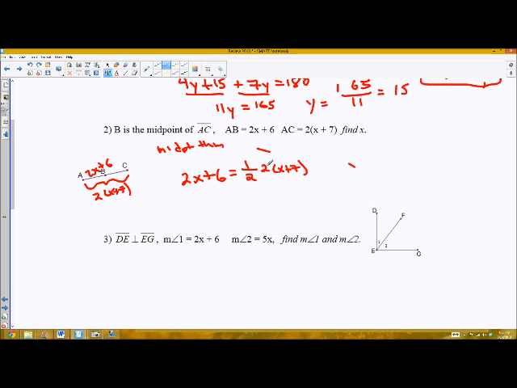Okay. So now the 2 and the 1/2 will cancel each other out. I'm left with 2x plus 6 equals x plus 7. Subtract x from both sides, subtract 6 from both sides, and I get that x is equal to 1.